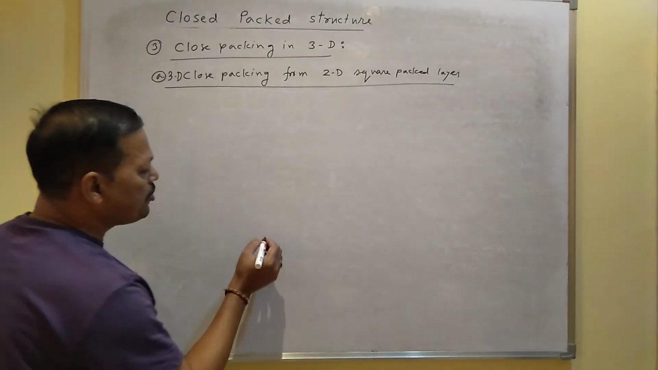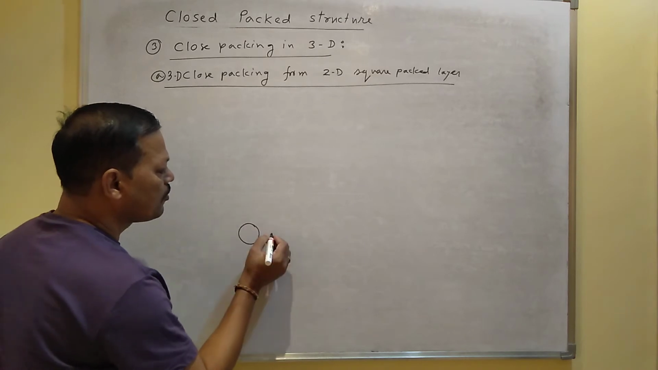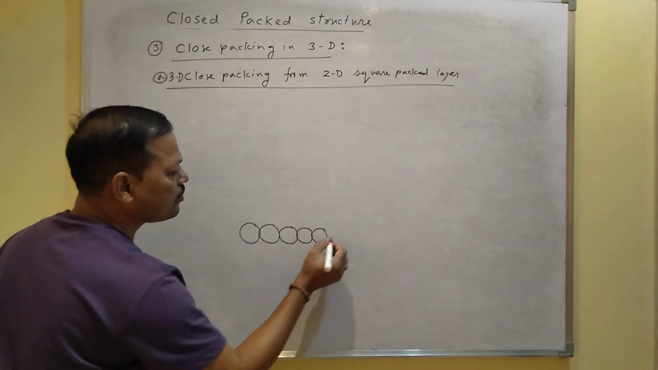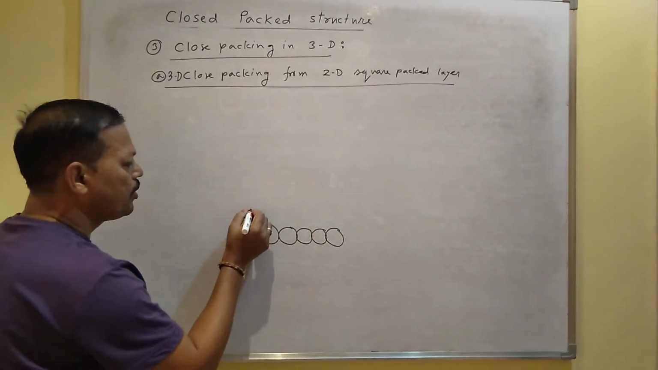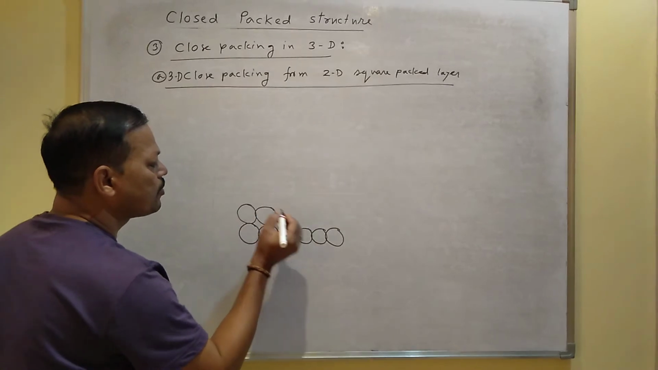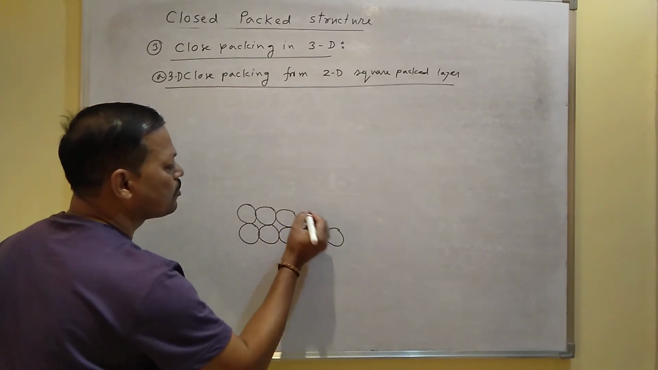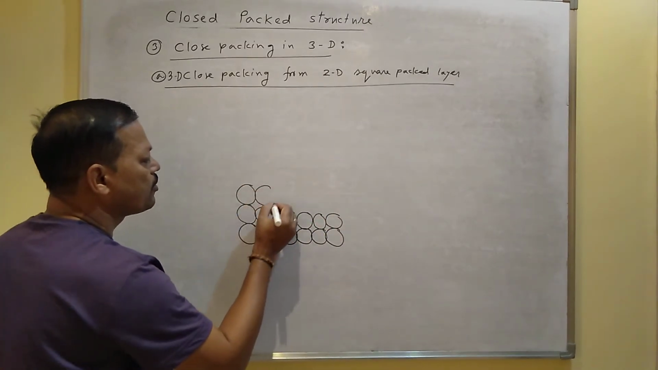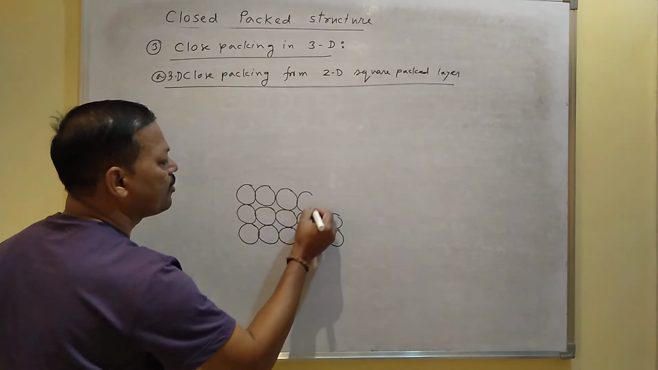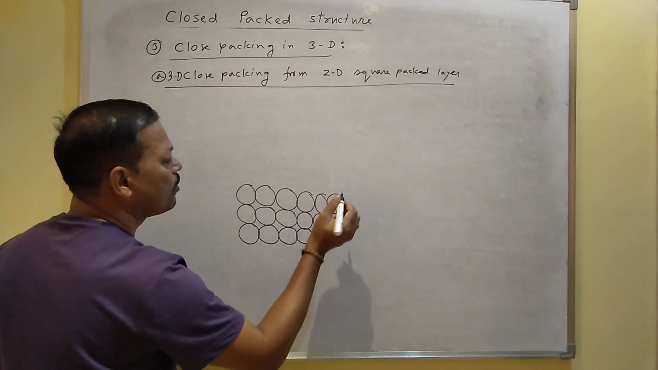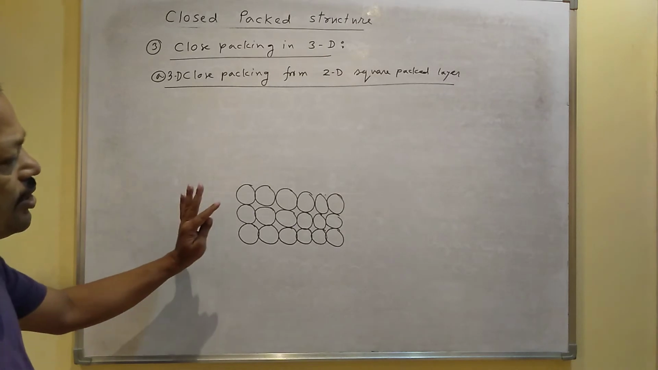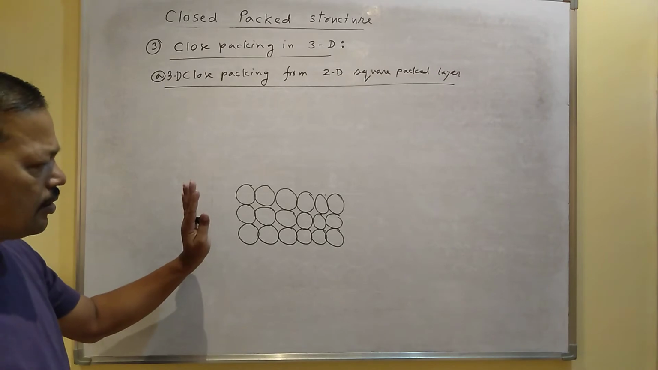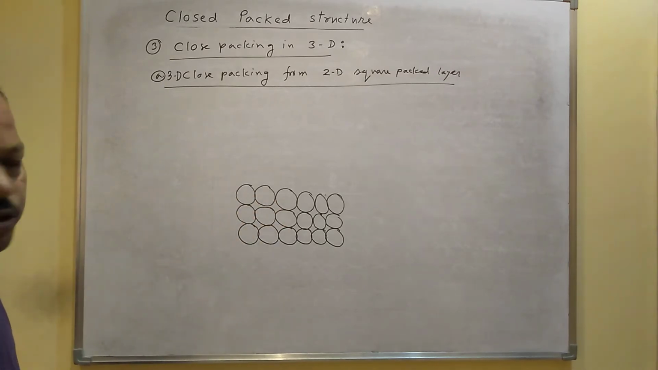As you have got, this is one layer of particles, this is another layer of particles, and this is another layer of particles exactly above the second layer, like this. Then this is called the two-dimensional structure. This type of packing is called square close packing.